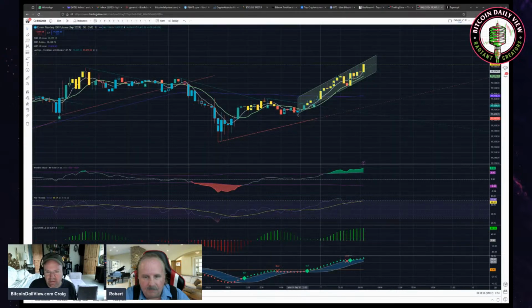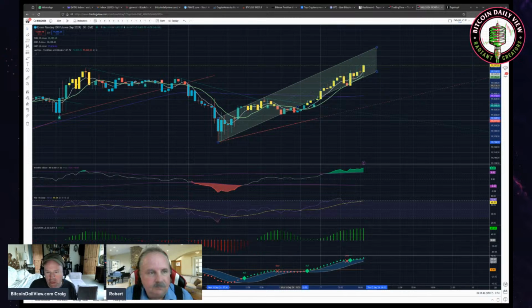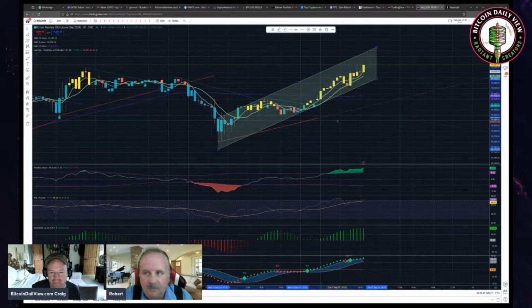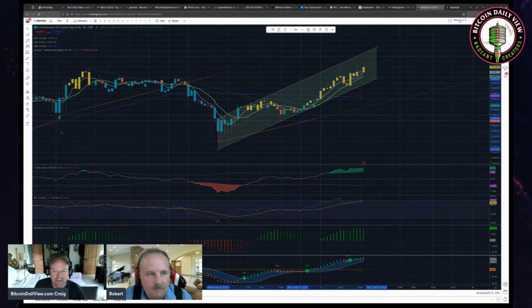I could even adjust that channel a little bit and kind of draw it like that, kind of, sort of. Yeah. So we are in an upwards trend. When I was looking at the shorter time frames, it kind of looked like we were getting ready to visit the bottom of it, like on, say, the 15 minutes.